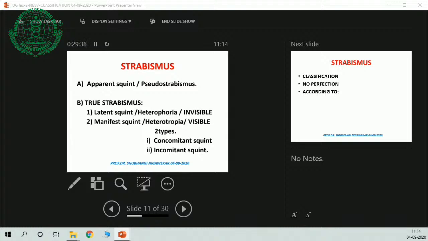You should fix this data in your brain, so that whenever a classification is asked in the examination, you can write down this simple classification, because this is a theoretical process and you are supposed to write. Now we will go into detail and clinical aspects of strabismus. Considering strabismus, again it is divided into various types, and those classification points also you should know. Okay. So we will go slowly.